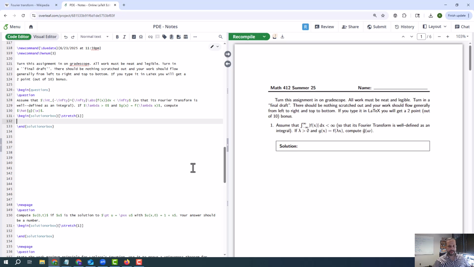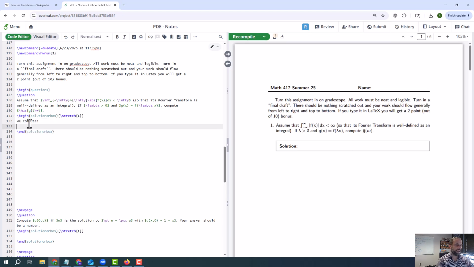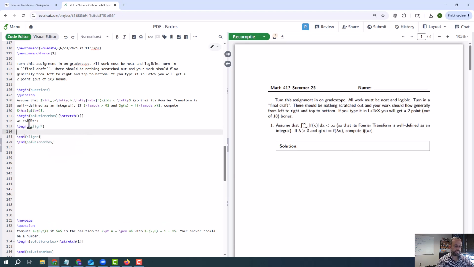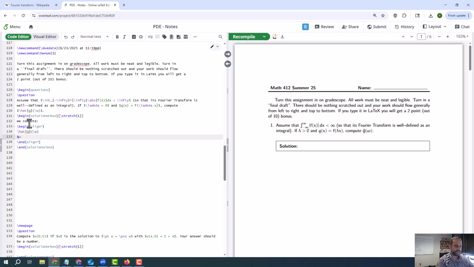There are other things if you start using distributions rather than L1 functions, that is, functions that satisfy this property right here. Things get different. Okay, so I'm just going to say we compute. This is pretty straightforward once you get the idea of what to do. G of omega. Okay, and I'm going to do the thing that I always do, which is just to write down the definition.